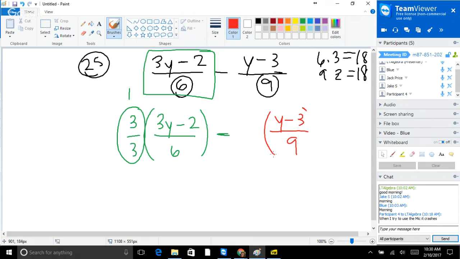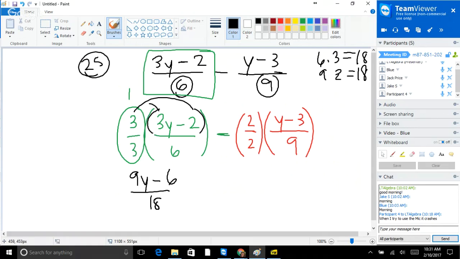So what should I multiply this by to get a denominator of 18? It should be 2 over 2, right, Sophia? So that's just like multiplying by 1, and I'm always allowed to multiply by 1. So now this is really just a huge simplifying problem, right? I've got to multiply 3 times everything in here. So it's 9y minus 6 over 18 minus, don't forget to distribute, right?